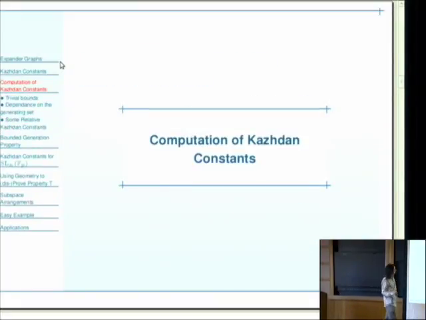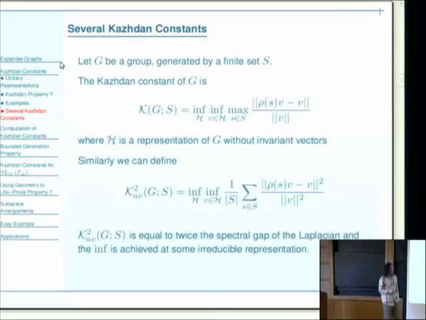The connection to the spectral gap in the second definition is not mysterious at all. It's just a change of basis of the adjacency matrix of the graph, the change of basis that gives you the irreducible representations. So once you change the basis, this stands out.